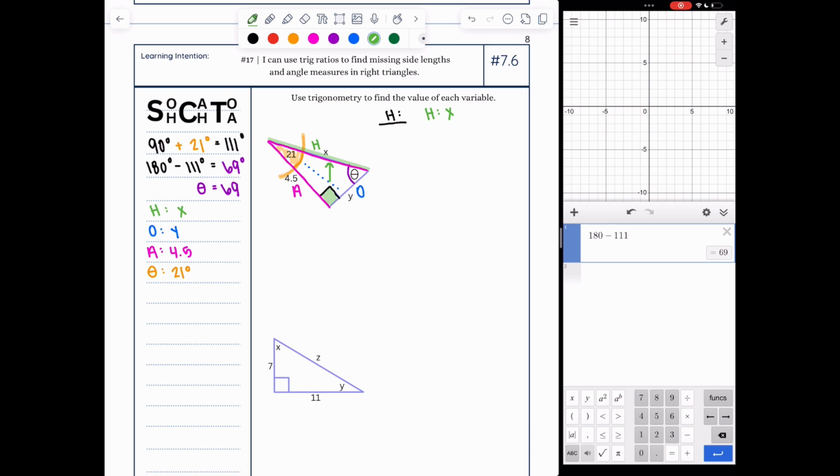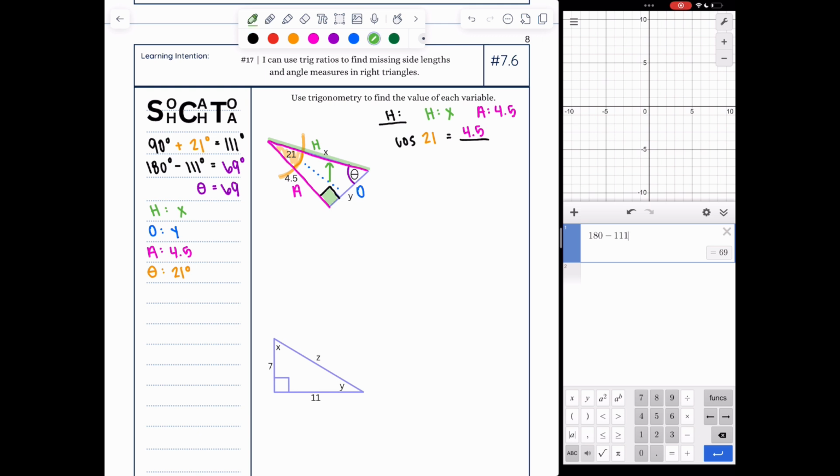First, I'm going to identify that the hypotenuse is the value that I'm looking for. That's what I'm trying to solve. And then I know the value of the adjacent side. I don't actually know the length of the opposite side, so I can't use the opposite side if I'm trying to solve for the length of the hypotenuse. The only trig function that involves the adjacent and the hypotenuse is cosine. So instead of the cosine of theta, I want the cosine of 21. And instead of a over h, I want 4.5 over x.